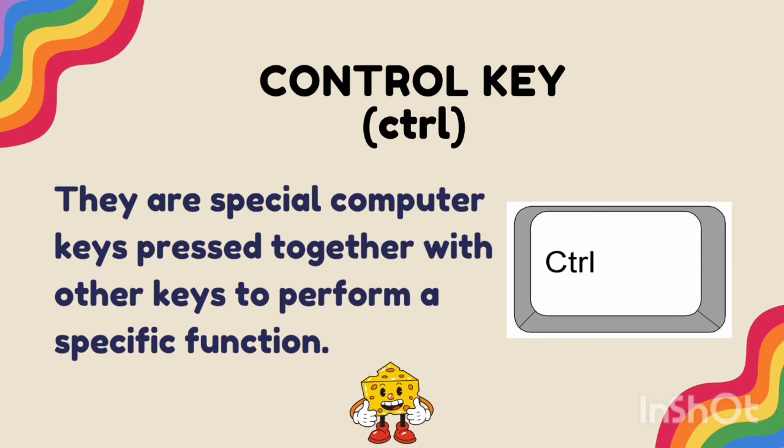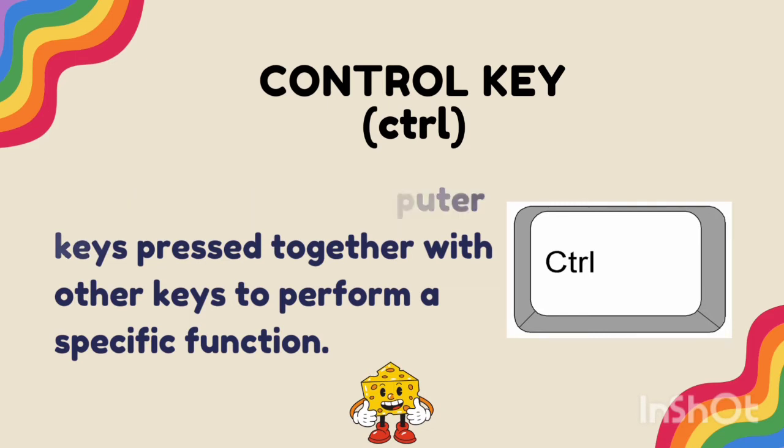They are special computer keys pressed together with other keys to perform a specific function. For example, if you press your control key, hold it down, and you press B, you are going to bold what you've typed. So that is the control key.